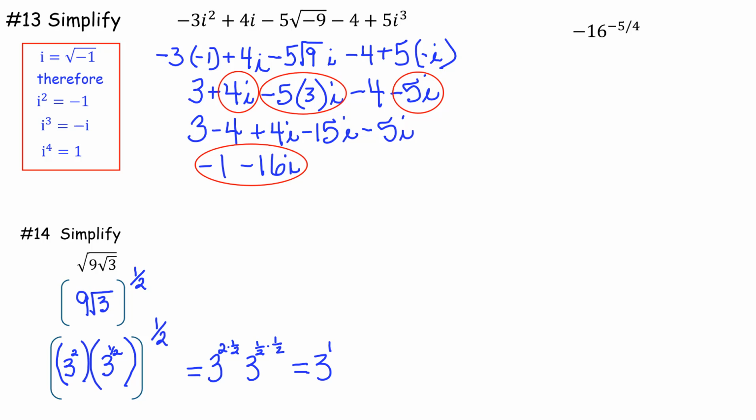So 3 to the 1 times 3 to the 1/4. Now I am multiplying like bases, 3 and 3, and that means I add the exponents. I do not multiply the 3 times the 3 to get 9. I simply add the exponents and don't do anything to the base. So the base is still 3, but I'm going to add the exponents, 1 plus 1/4, and that would be 3 to the 5/4 power.